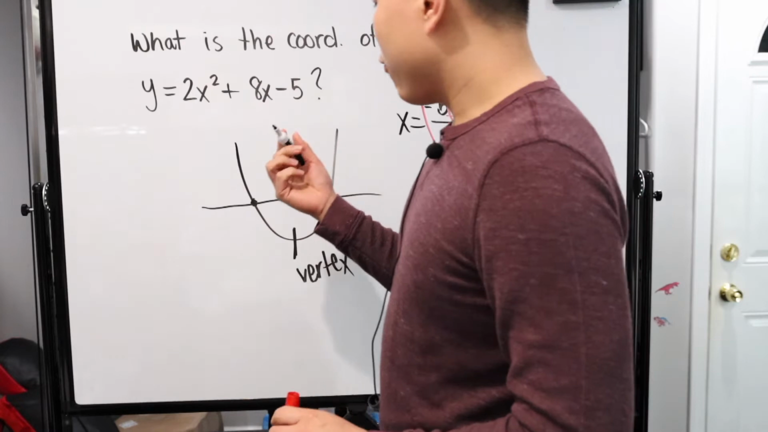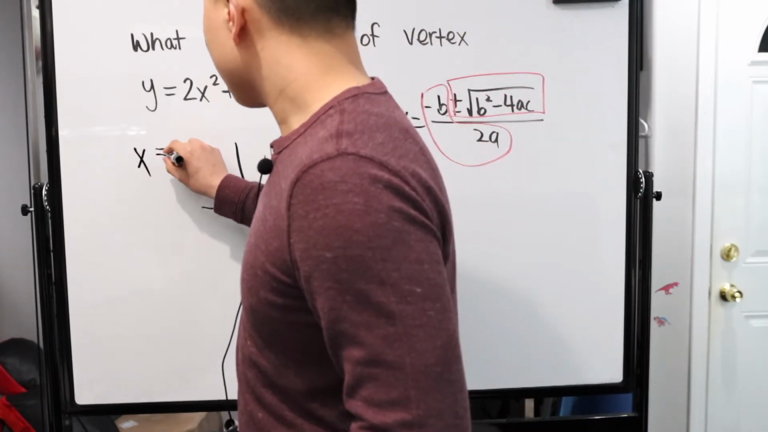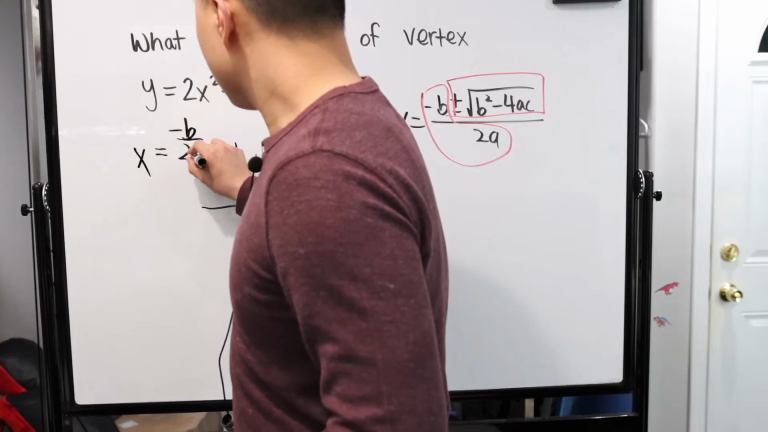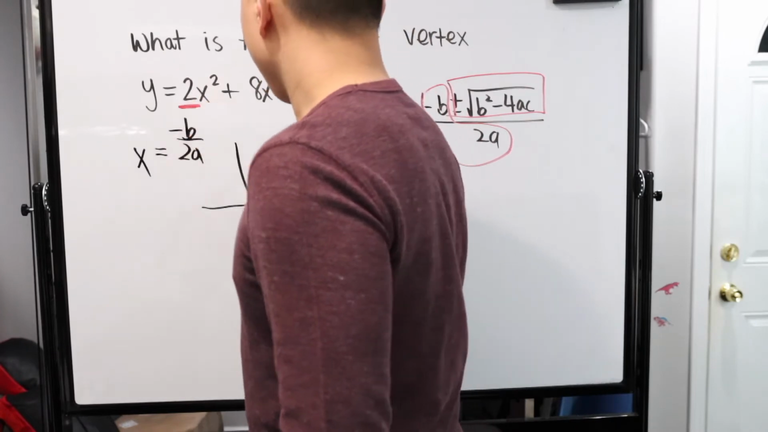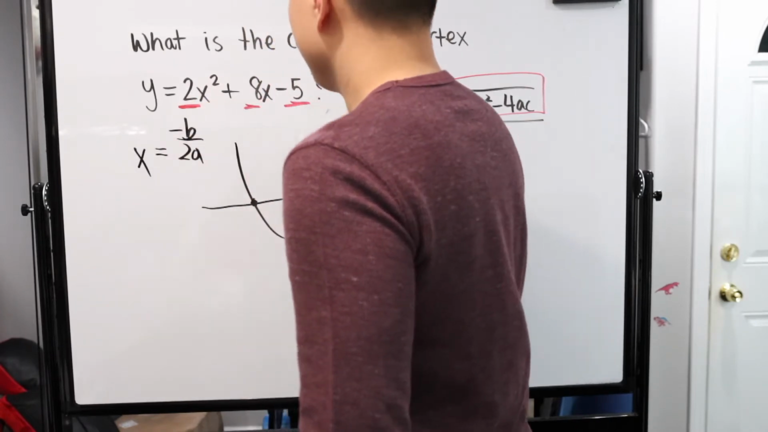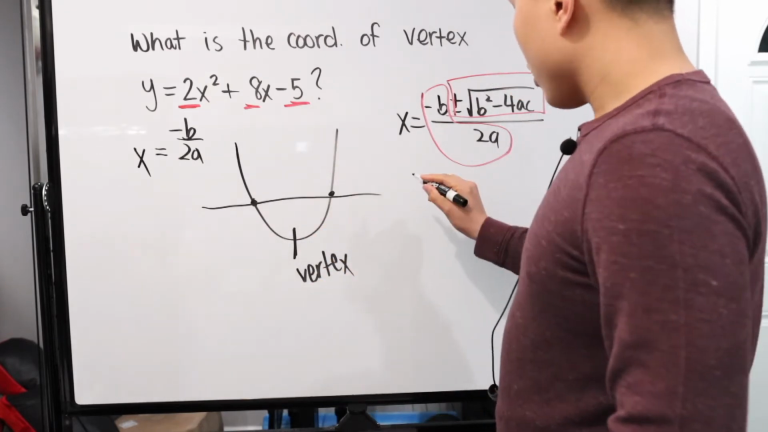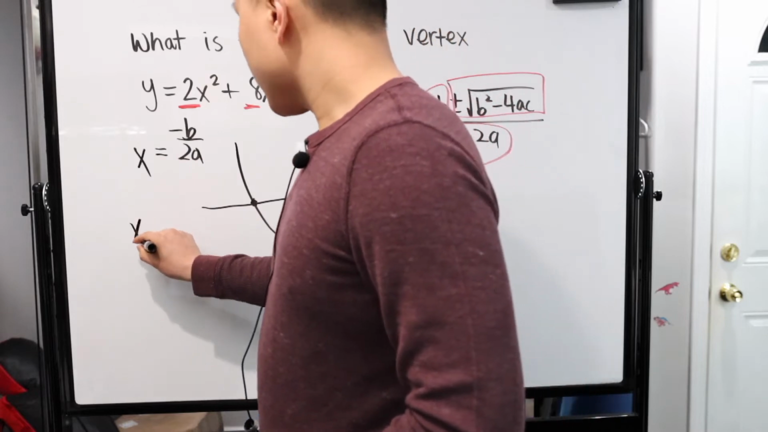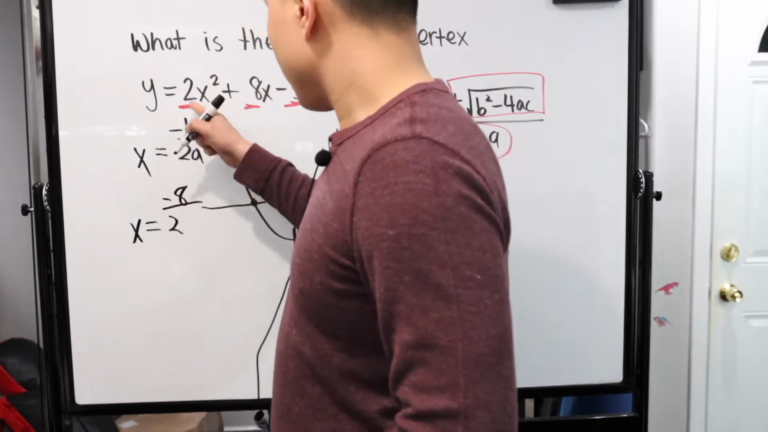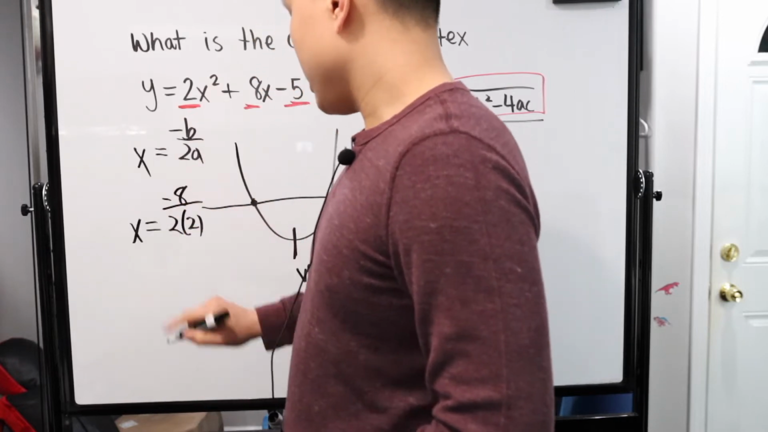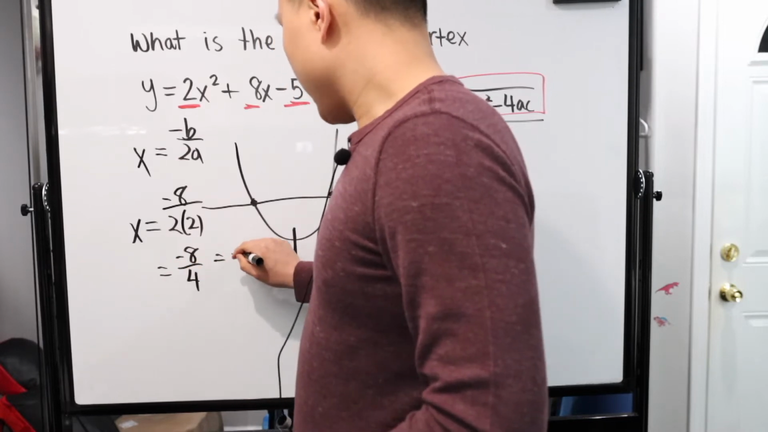So the formula for the x-coordinate of the vertex is going to be x equals negative b over 2a. Well, in standard form, this is your a, this is your b, and this is your c. C, not that important, but a and b. So our x-coordinate in this case is going to be x equals negative b, which is negative 8 over 2 times 2. So basically, negative 8 over 4, or negative 2.